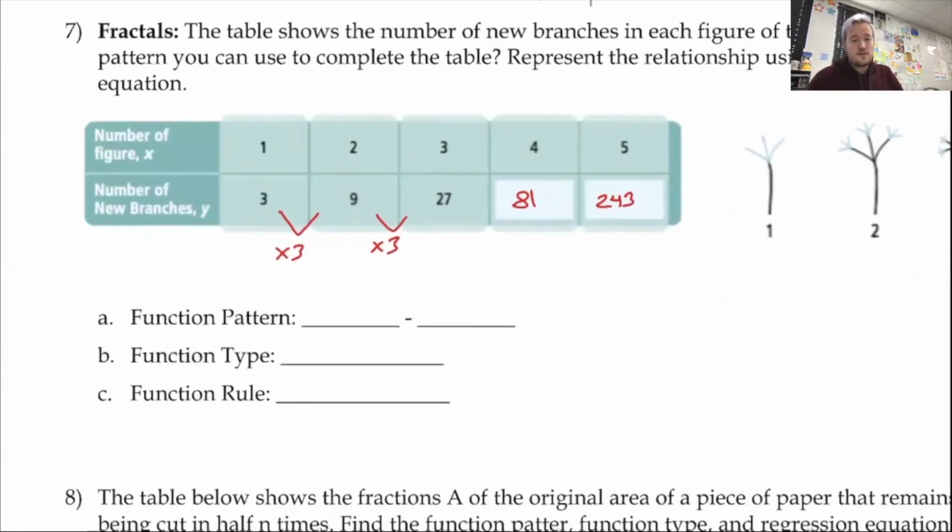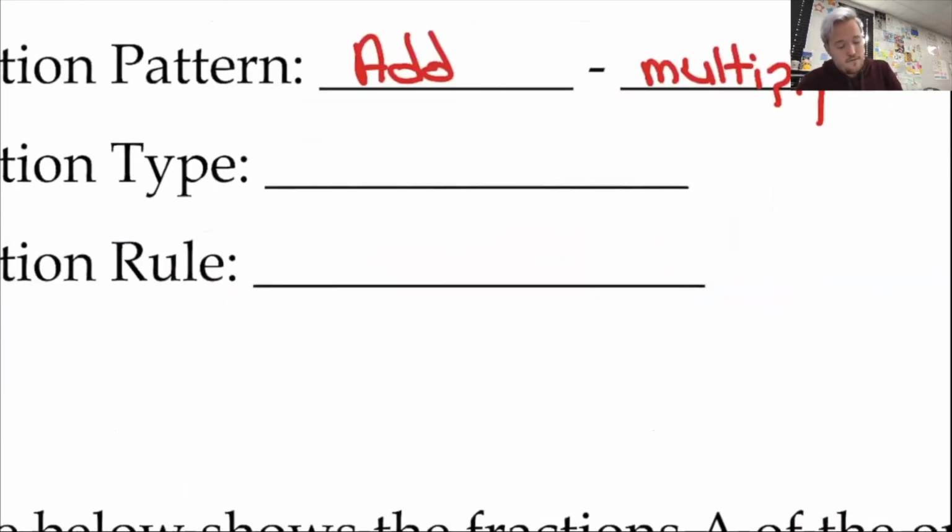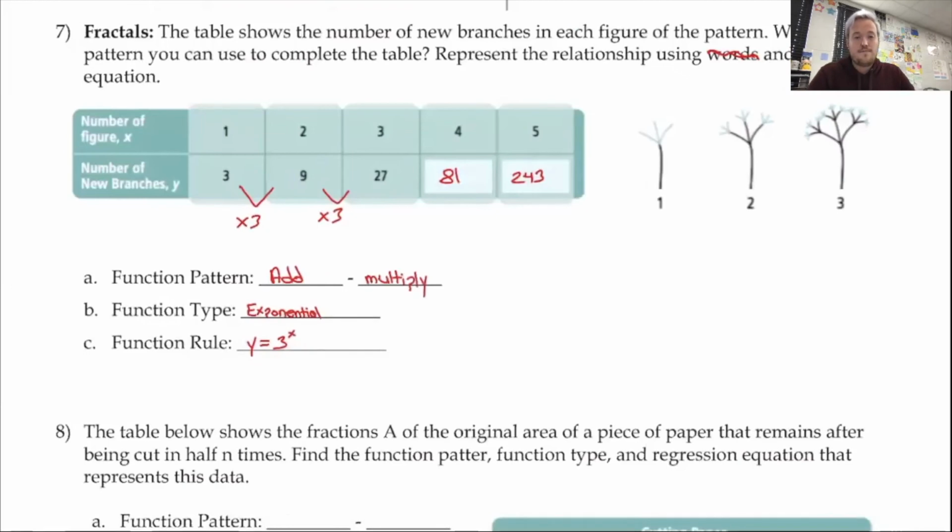So this is an add multiply pattern. So an add multiply pattern is going to follow an exponential pattern. And then your rule here is going to be y equals 3 to the x. All right.